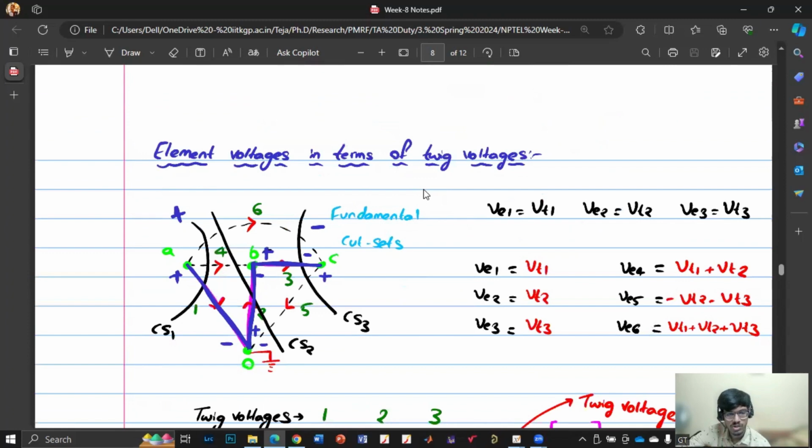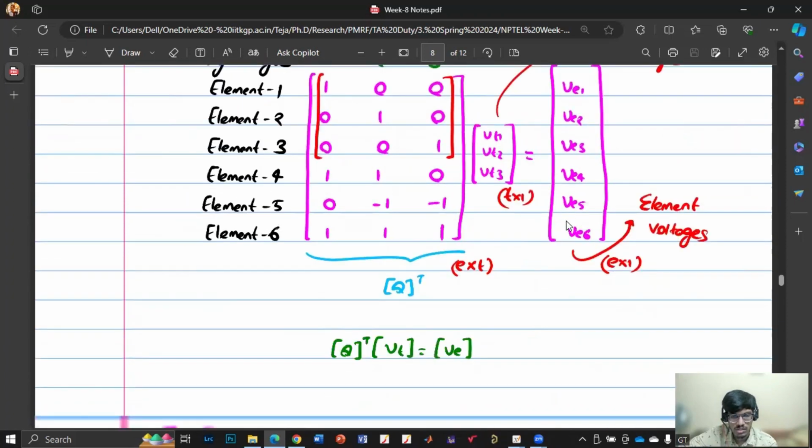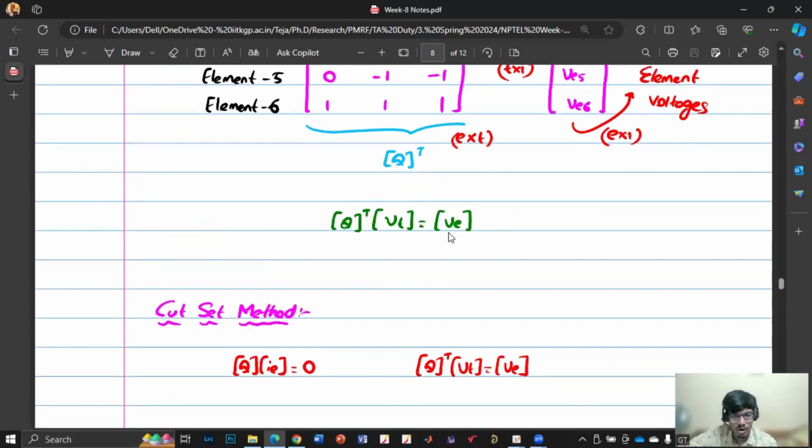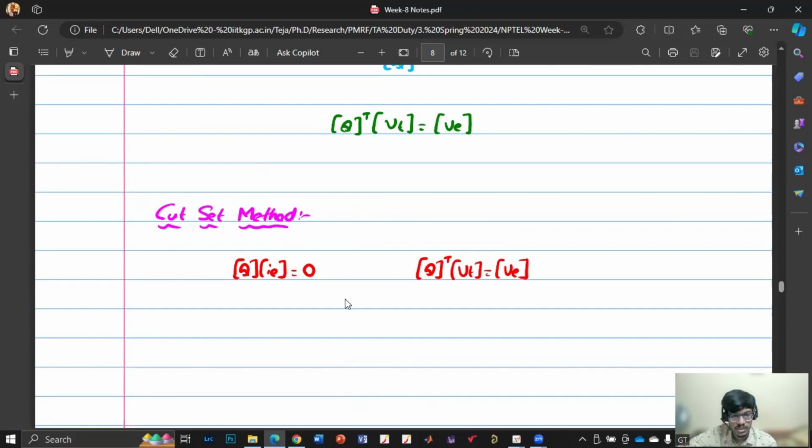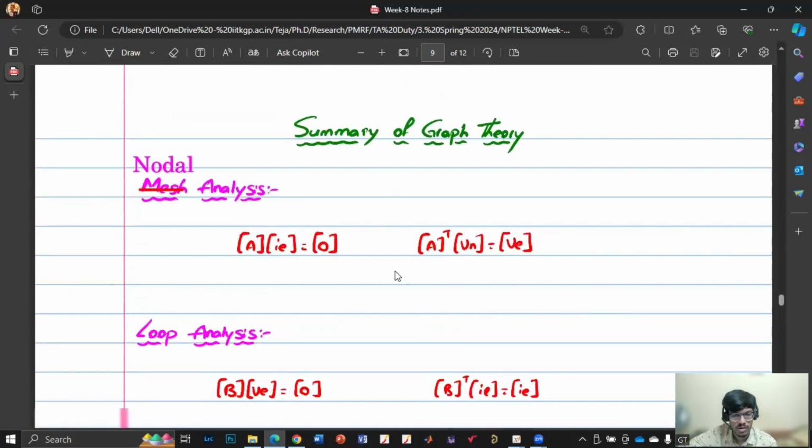For the other equation, you have to write the element voltages in terms of twig voltages. The twig voltages are V1, V2, V3, VT1, VT2, VT3, and the rest of the voltages we write in terms of these voltages, which gives us another equation. So using the cut set method, we again got two equations.